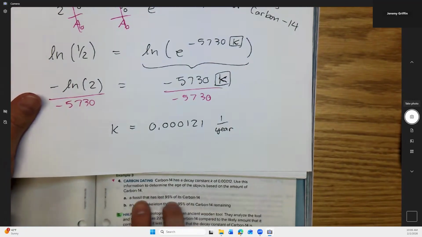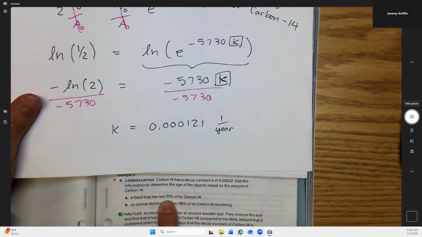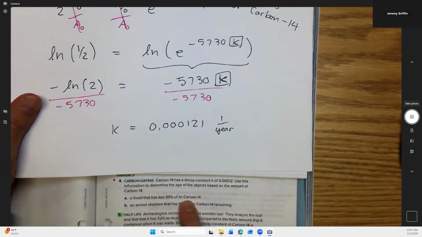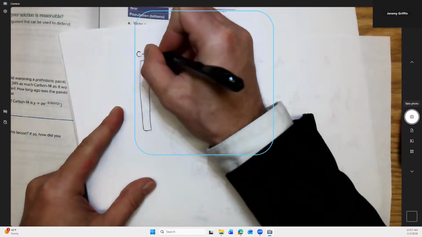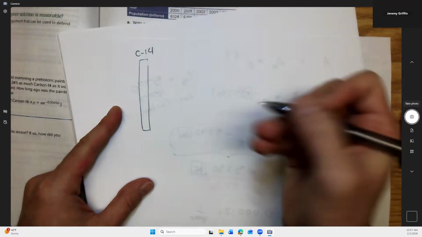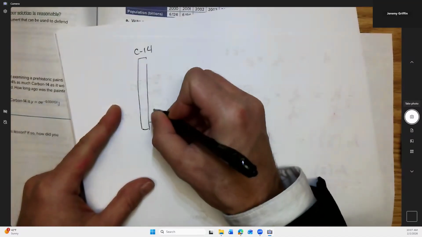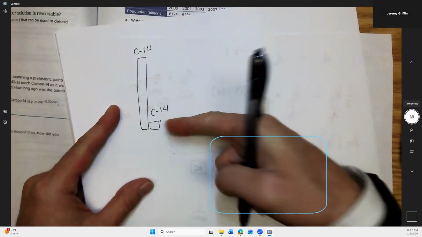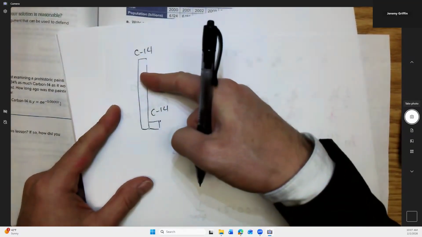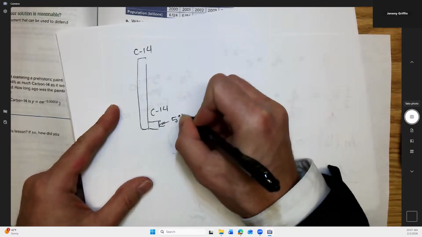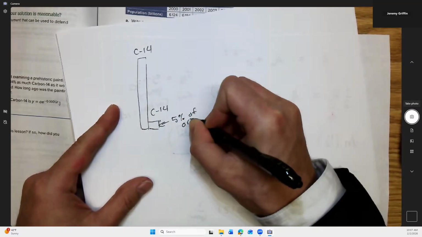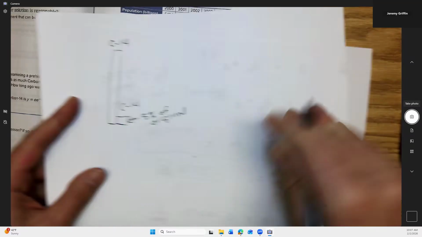All right. So now, what if there's a fossil that has lost 95% of its carbon 14? So it starts off with this much carbon 14, the initial amount, and here's how much it has. What is this compared to this? 5%. Isn't this 5% of the original? All right, so that's what we're working with.